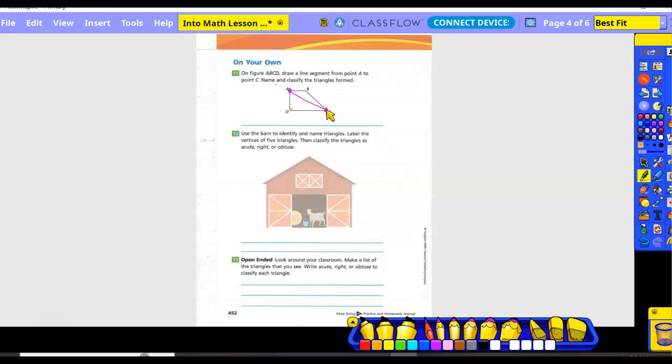Name and classify the triangle's form. So triangle, because we're looking at this spot right here, triangle ABC. We have to make sure the B is in the middle, because that's the angle we're looking at. What type of triangle? Obtuse. And then we're looking at this angle right here for the other triangle, so we have to make sure that's in the middle. So triangle ABC is what type of triangle? A right triangle.